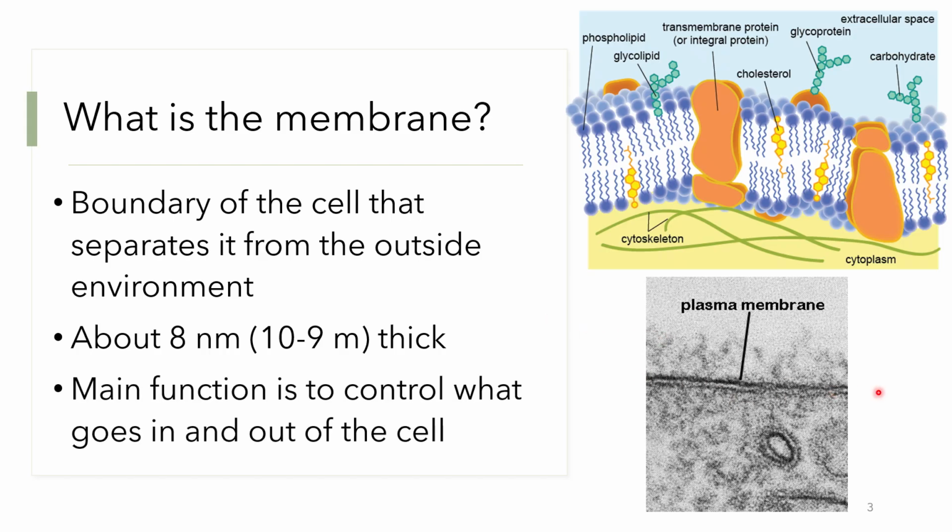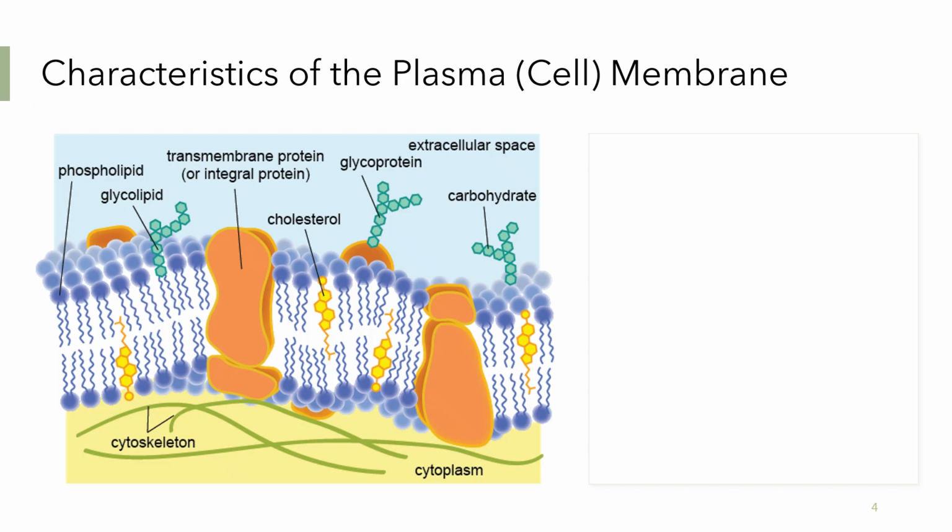This is an actual electron microscope image of the plasma membrane, which is really cool. And then, as I said, its main function is to control what goes in and out of the cell. So let's take a look at this image, and we're going to start breaking down all the different parts of it, what they do, and the characteristics of the cell membrane overall.